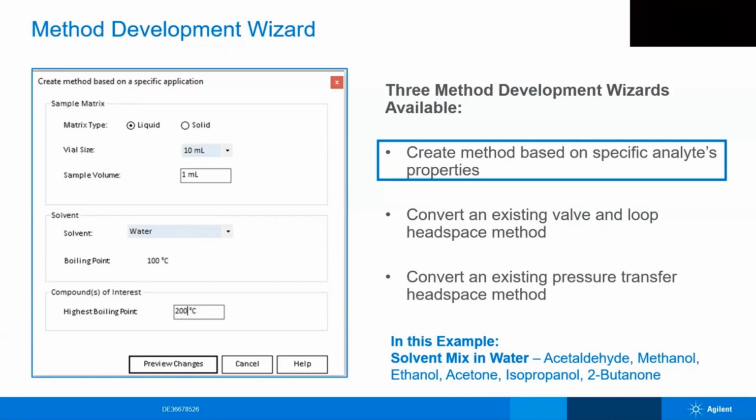And then we're going to be looking for compounds, but our highest boiling point out of our mix, we're going to set for 200 degrees Celsius. So in this example that we're going to show data for, the sample doesn't quite need that boiling point, but for the sake of demonstration, we're going to push the system up to there to show how this tool can help you optimize. So this sample in particular is a mix of solvents and water. We have acetaldehyde, methanol, ethanol, acetone, isopropanol, and 2-butanone.